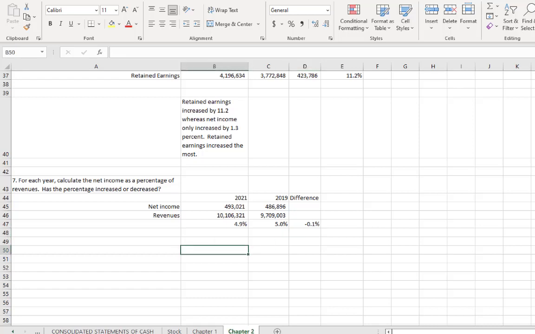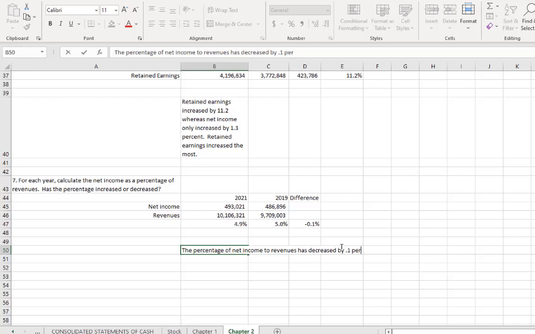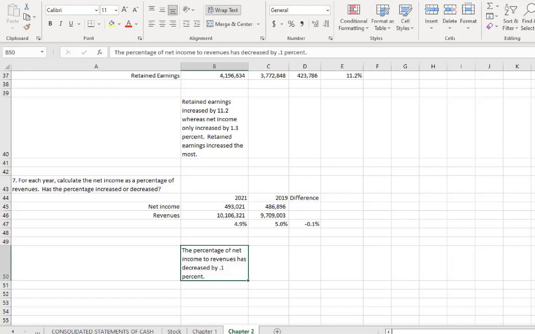So now I'm going to say the percentage of net income to revenues has decreased by 0.1%. Okay, I'm going to word wrap that. And I've answered that question.